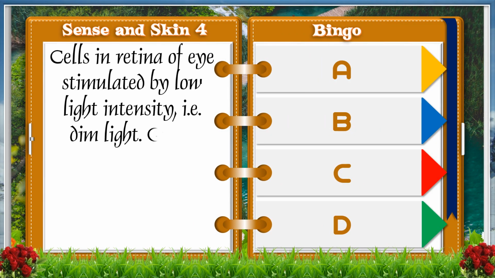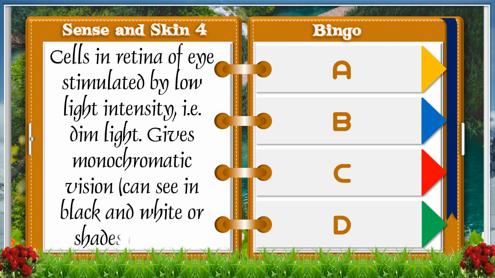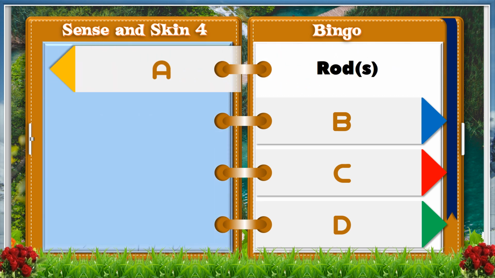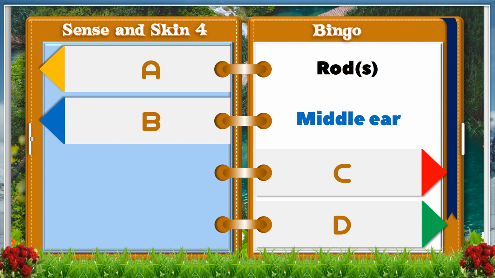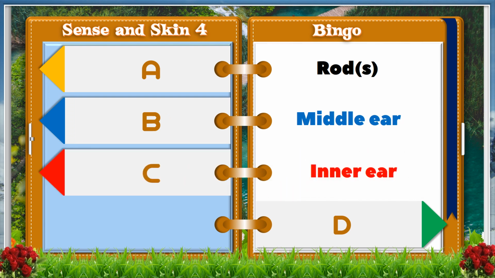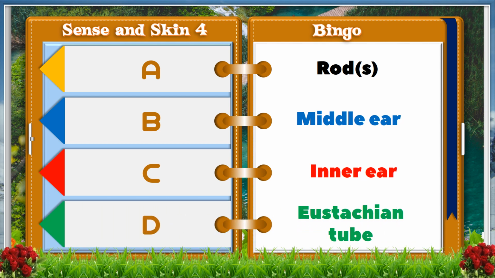Cells in retina of eye stimulated by low light intensity, that is dim light, gives monochromatic vision, can see in black and white or shades of gray. A. Rods. B. Middle ear. C. Inner ear. D. Eustachian tube. And the answer is A. Rods.